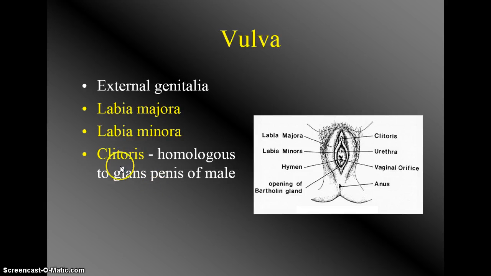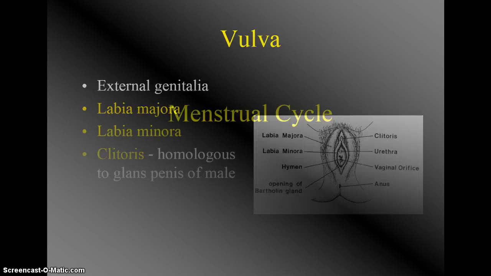Oh, real quick back here, the clitoris is the most sensitive area for a female when she feels an orgasm. That's where that is stemming from. That is similar to the glans penis in terms of structure in the male.